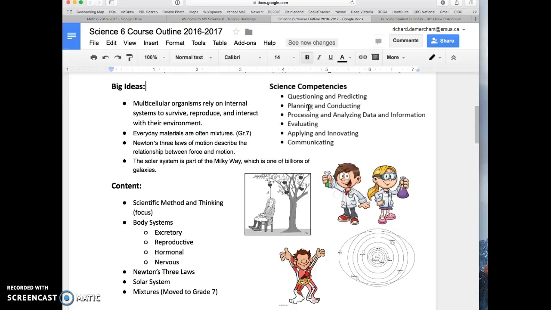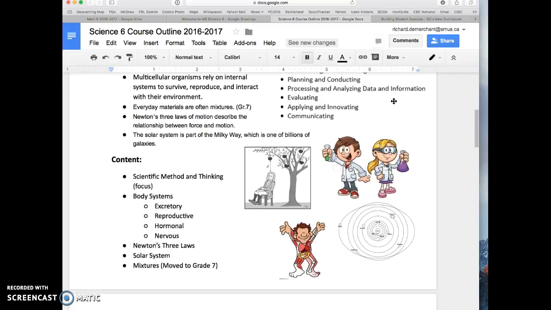We'll look at questioning and predicting, planning and conducting, processing and analyzing data and information, evaluating your findings, applying and innovating different science ideas and techniques, and finally communicating your findings with others, both in written and in oral format, as well as possibly some other ways. So we want you to be able to ask those questions and to be able to think about them and to be able to communicate your ideas to others.